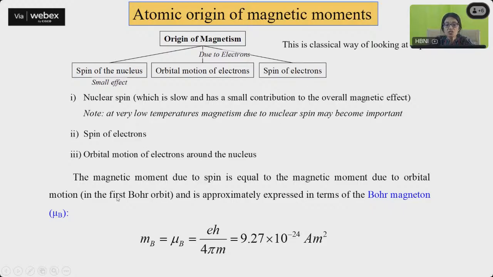One thing important to remember here is that the magnetic moment due to spin is equal to the magnetic moment due to orbital motion when you are talking about the first Bohr orbit, and this is expressed in a unit called the Bohr magneton. This Bohr magneton is 9.27 times 10 to the power minus 24 ampere meter square. I'm sure all of you have heard about the Bohr magneton. This is just a small revision.